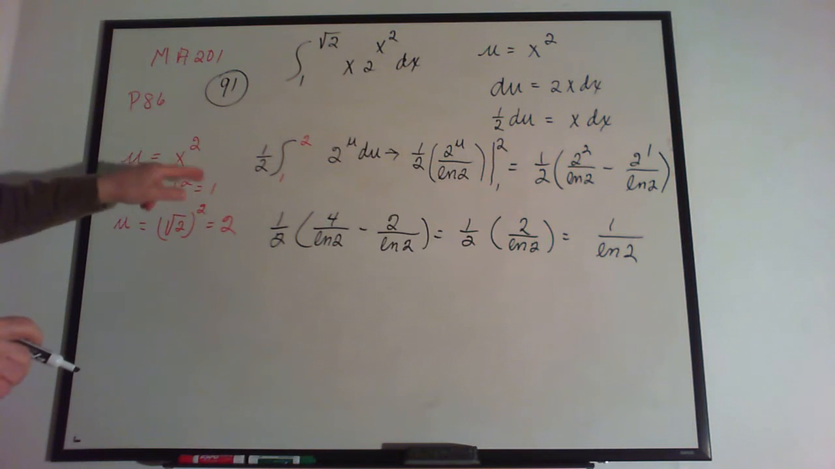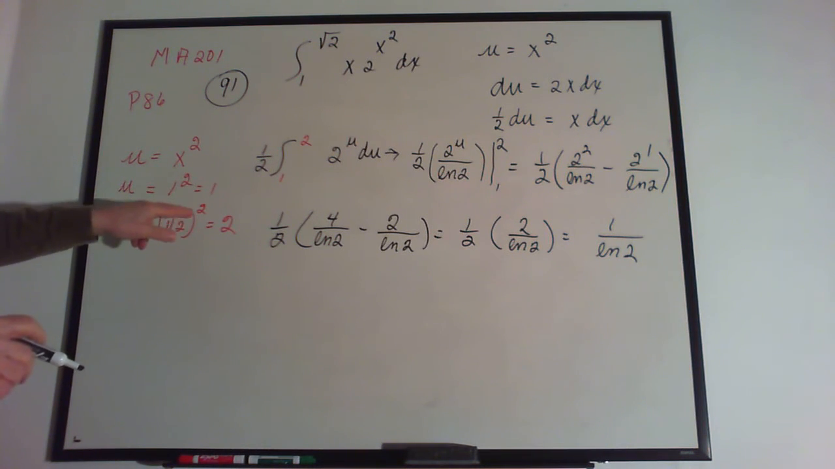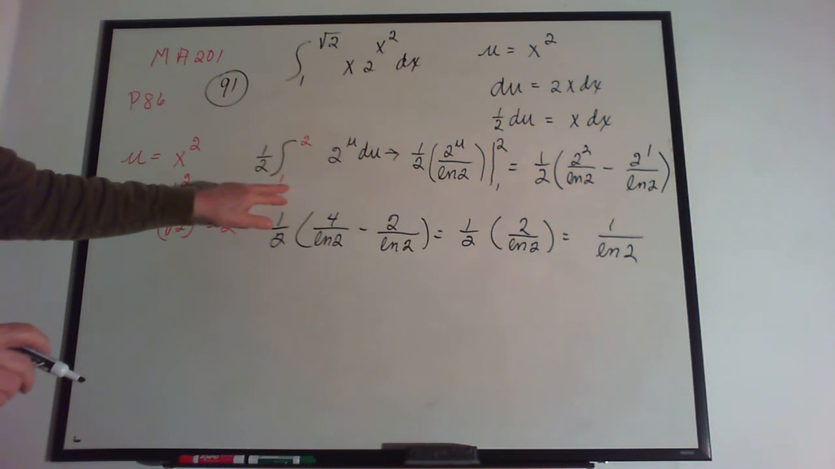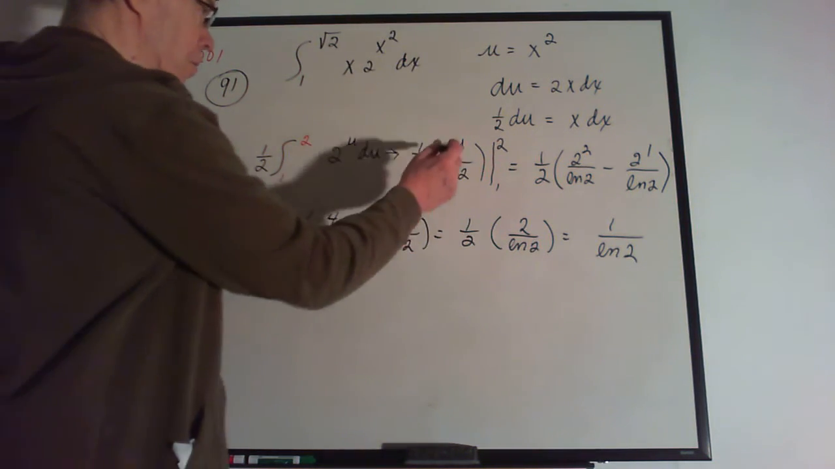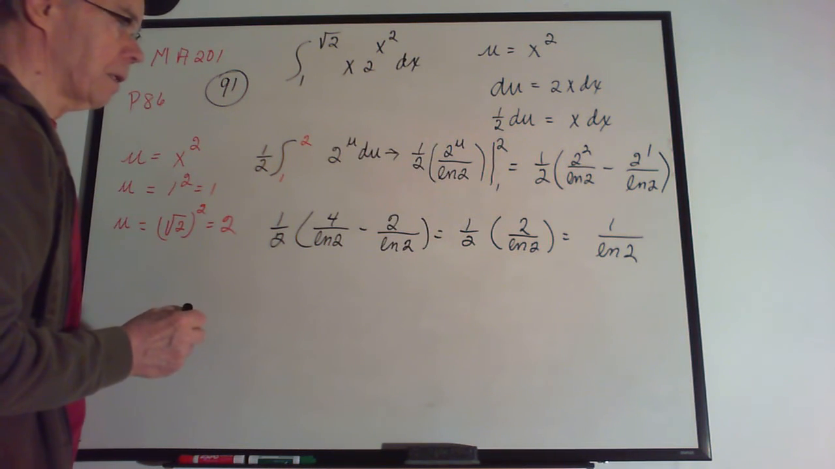I get 1 squared, which is 1. Then I substitute square root of 2 in for x. Squared gives me 2. So my new limits are, the lower one is 1, the upper one is 2. Now I integrate it, I'm going to get 2 to the u over natural log of 2.